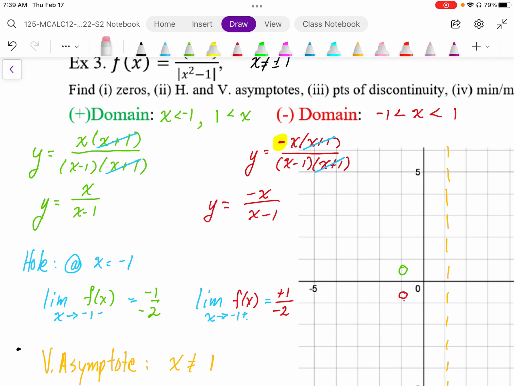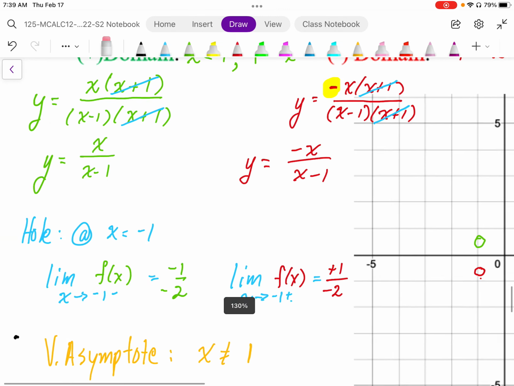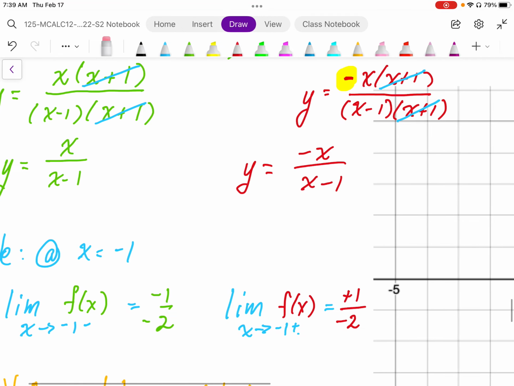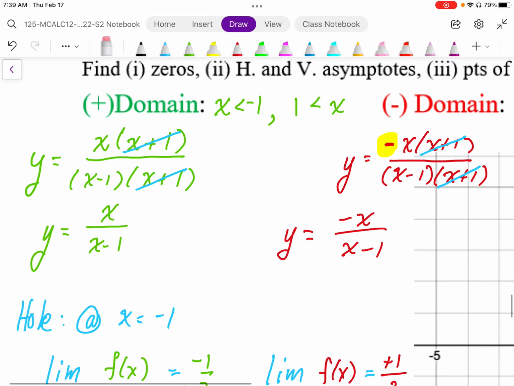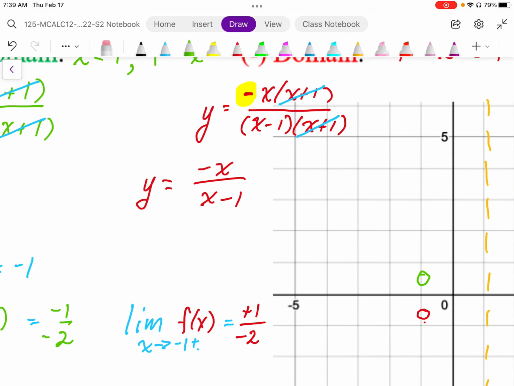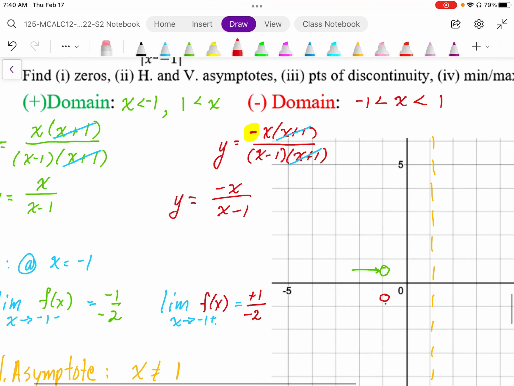So looking at the limit as x goes to that hole, we're going to deal with the hole first. As x goes to that hole from the negative side, I'm going to be using the positive domain function, or the green function, because that approaches it from this side. So I've drawn it on here. That's going to be approaching -1 from that side. The negative domain is going to be from the right-hand side. So I'm going to approach -1 from this side using the red function.